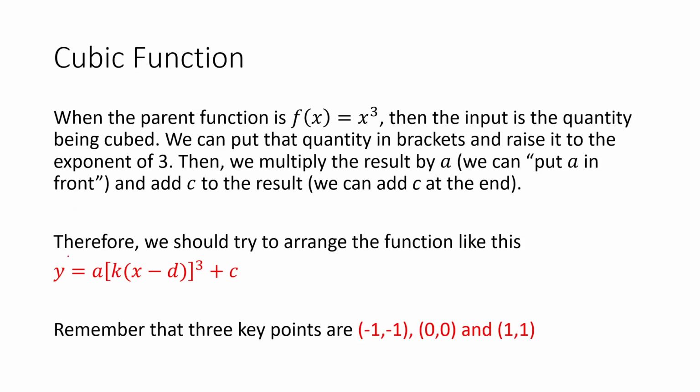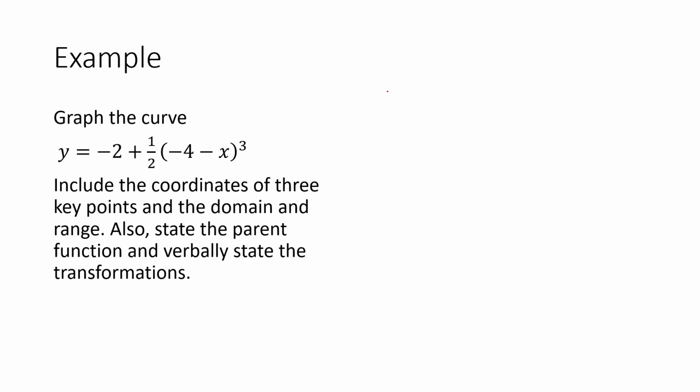So you might notice now a pattern. We're always trying to get the function algebraically manipulated in such a way that we can determine quickly what a, k, d, and c are. And if you're really paying attention, you'll notice there are some similarities in here. Very much so. Now remember that the three key points are (-1, -1), (0, 0), and (1, 1). Those points are specific to the parent function x cubed.